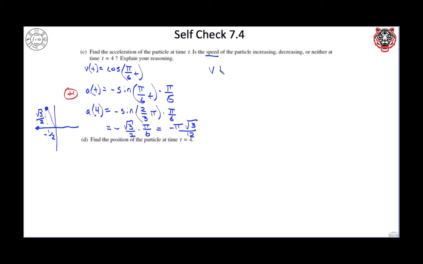Now we need to do the velocity at time 4. So the velocity was this thing, so that's going to be equal to cosine. When I plug in 4, this is going to be, again, 2/3 pi. Using this same triangle, and I know that cosine, now I'm talking about the x direction, that's going to be a negative 1/2. The main thing to take away is it's a negative and a negative.